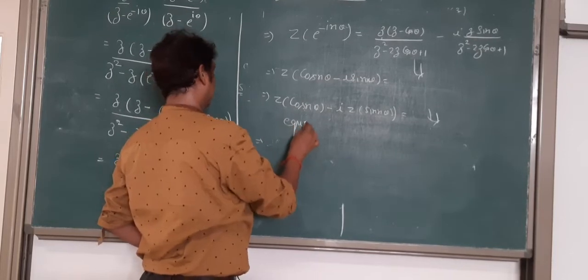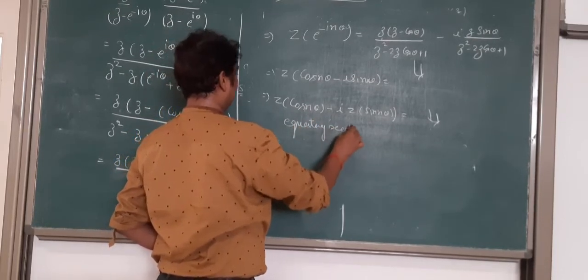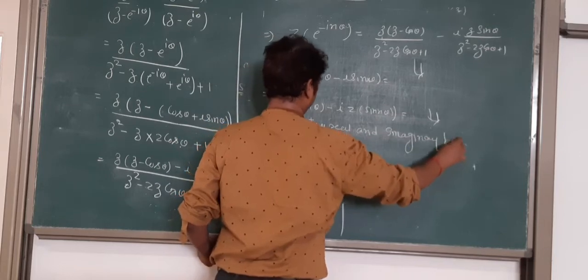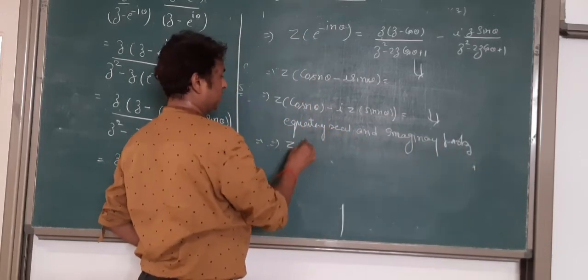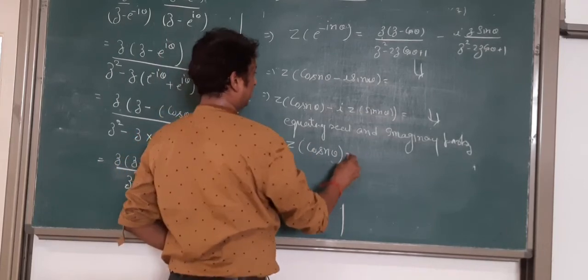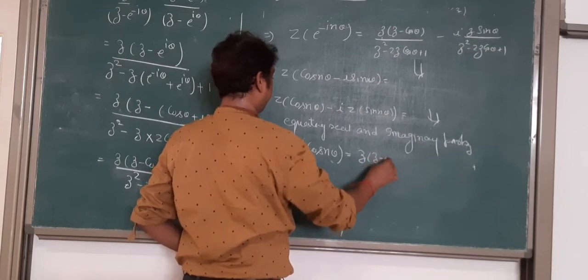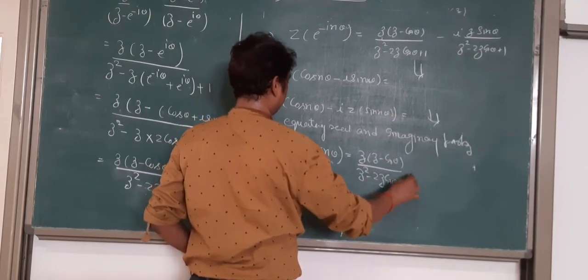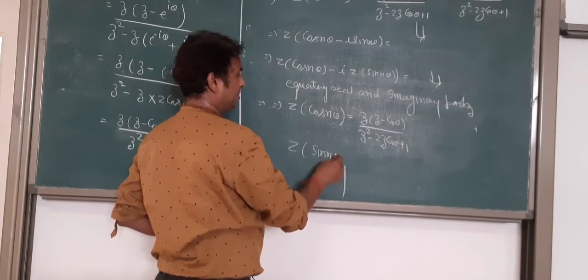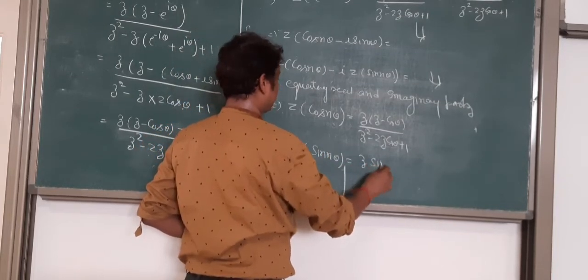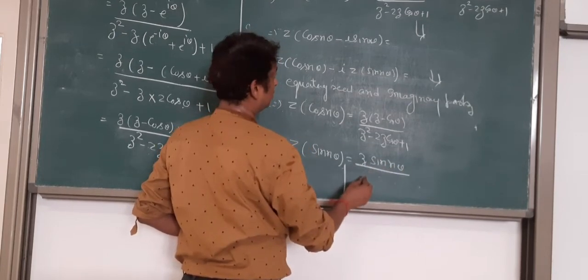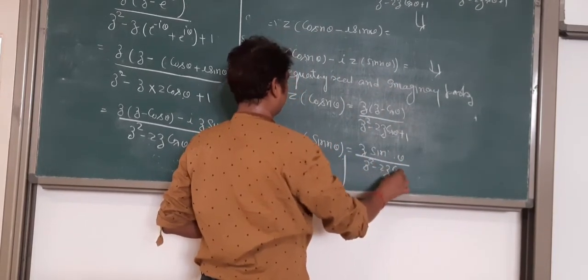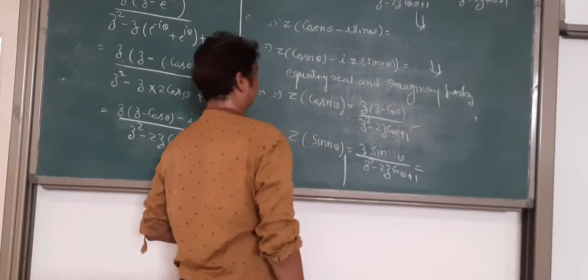Now equating real and imaginary parts, z of cos n theta is z of z minus cos theta upon z square minus 2z cos theta plus 1. And what do we get for z of sin n theta? These are the formulas.